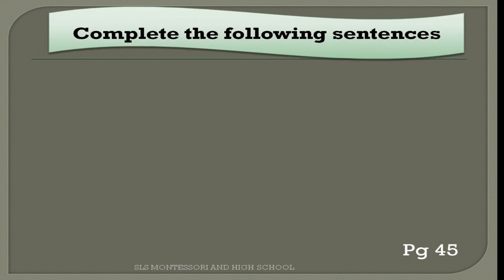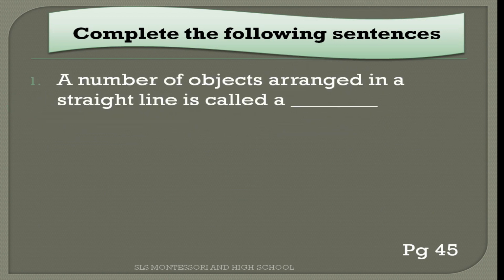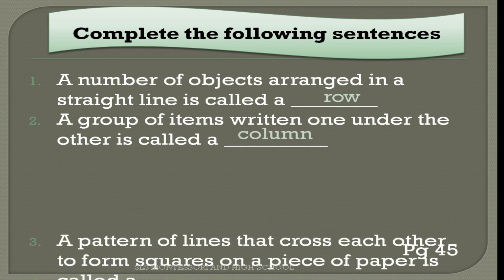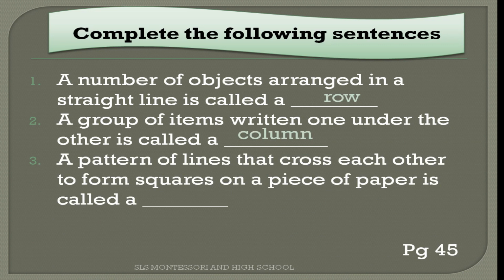Kindly open page number 45 and complete the following sentences. A number of objects arranged in a straight line is called a row. A group of items written one under the other is called a column. A pattern of lines that cross each other to form squares on a piece of paper is called a grid.